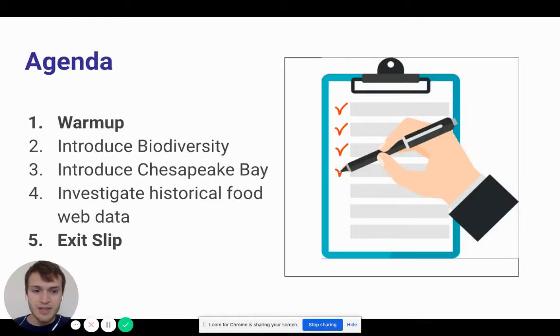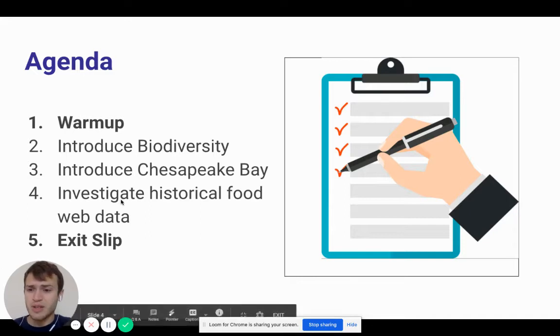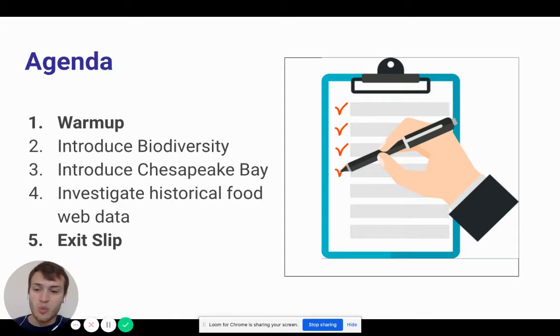All right, so for today's agenda, we just did the warm-up, which was about biodiversity. Next, we're going to introduce biodiversity. Then I'll quickly introduce Chesapeake Bay. We'll investigate some historical food web data, and actually there is no exit sip today.